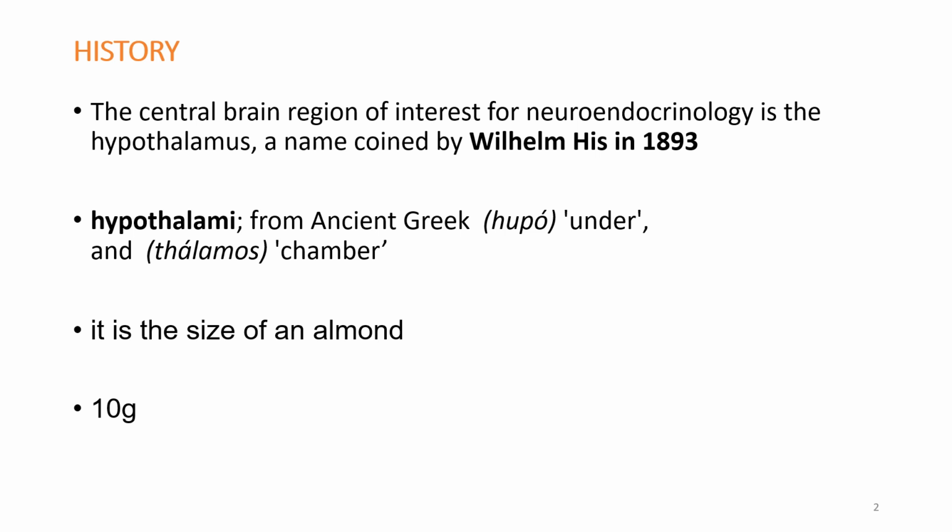Coming to the history, the central brain region of interest for neuroendocrinology is the hypothalamus. The name was coined by Wilhelm His in 1893. Hypothalamus is a name taken from ancient Greek. Hypo means under, thalamus means chamber. It is the size of an almond and weighs 10 grams.